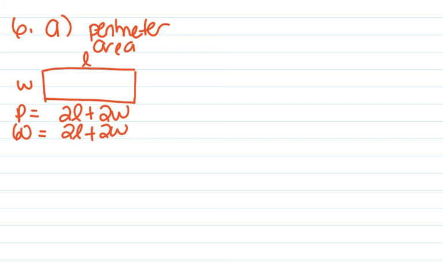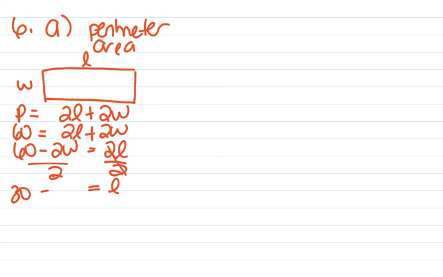Now we can isolate one of the variables and then substitute that into the area equation to create a simplified expression. So let's isolate the L. We'll subtract 2W from both sides. So 60 minus 2W equals 2L. Divide both sides by 2. And that will leave us with L. 60 divided by 2 is 30. Minus 2W divided by 2 is just 1W. So L equals 30 minus W.